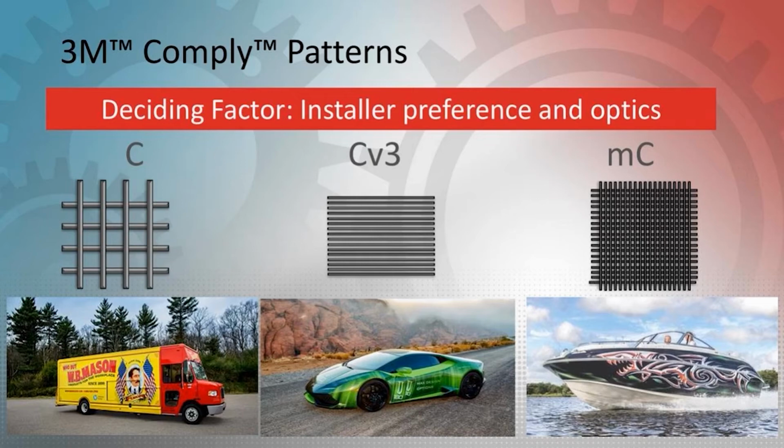So really the deciding factor for which Comply pattern you're going to use would be the installer preference, but you also might consider what your application is. So let's say you have a boat and you're trying to determine which one to use. The C pattern has the wider lines. You might be a little more susceptible to get water behind that film if you went with the regular C. So you might want to choose the MC, Micro Comply.